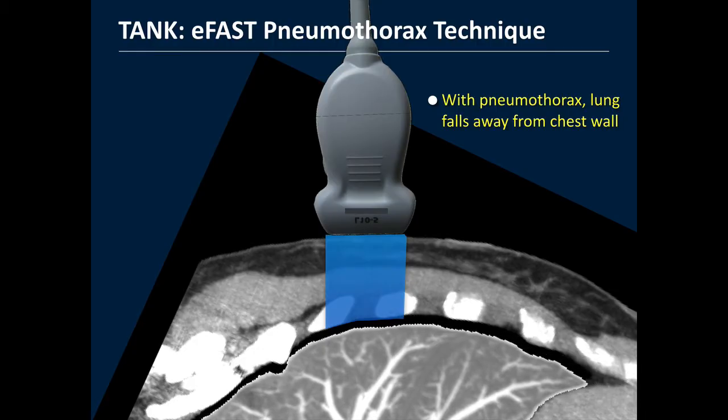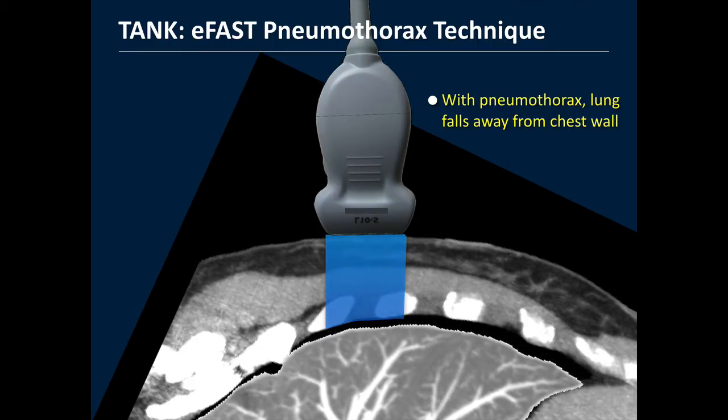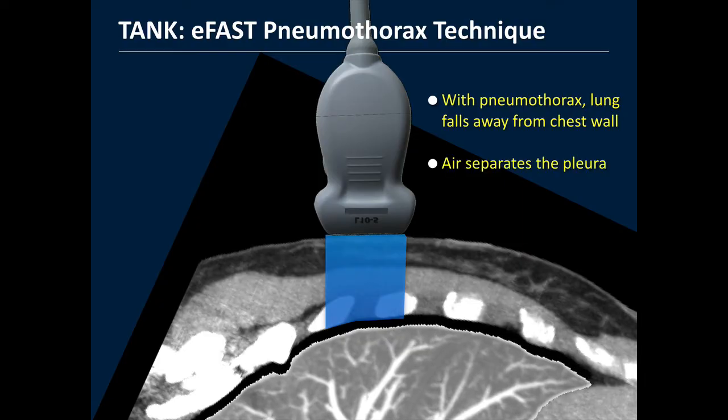If the patient's breathing in and out, you're like, hey, where's that lung sliding? I don't see those ants marching around anymore. This patient's got a pneumothorax.